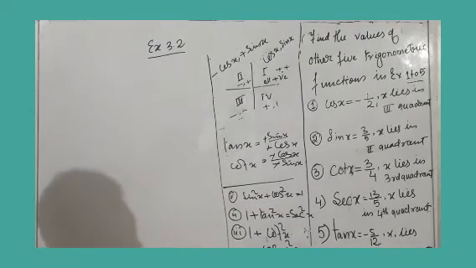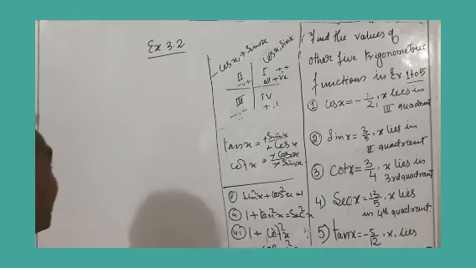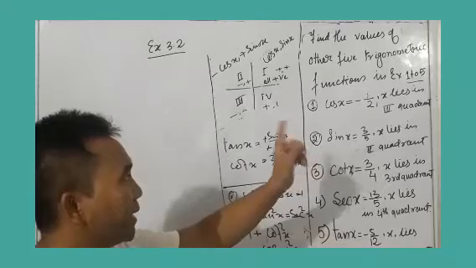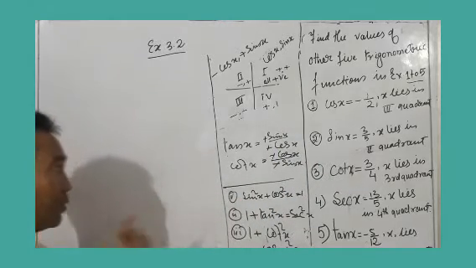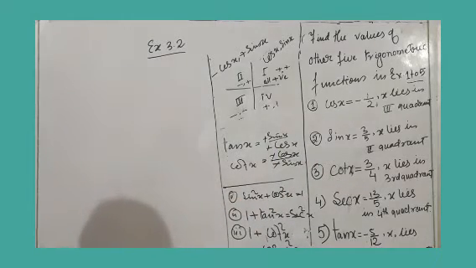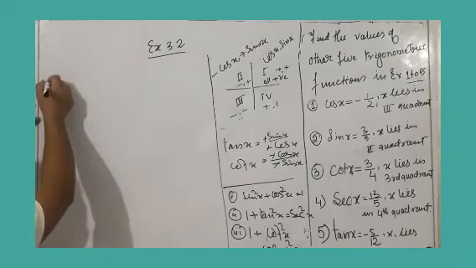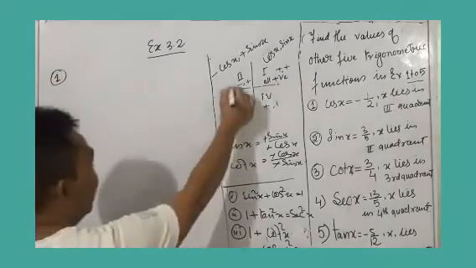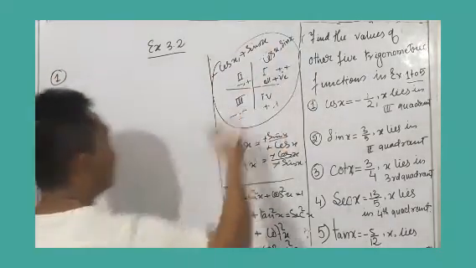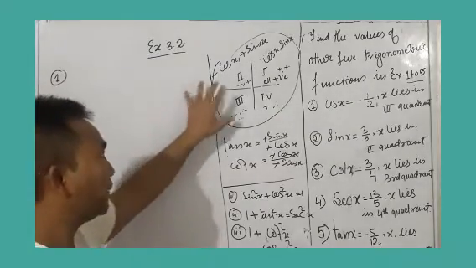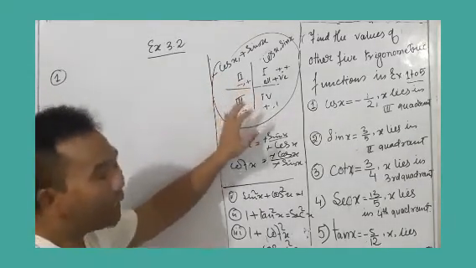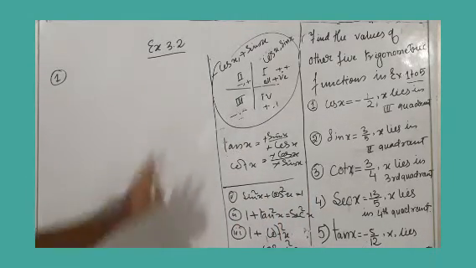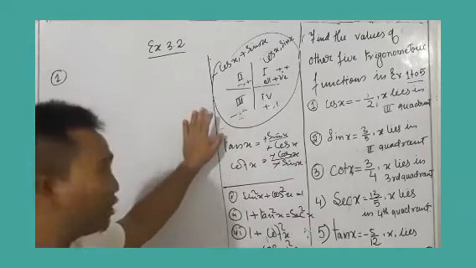So come back to the exercise 3.2. Find the values of the other 5 trigonometric functions, from question 1 to question number 5. Let us start with question number 1. You have to remember this. If you don't memorize it, again you will have confusion. So I suggest you memorize the location of the quadrants.